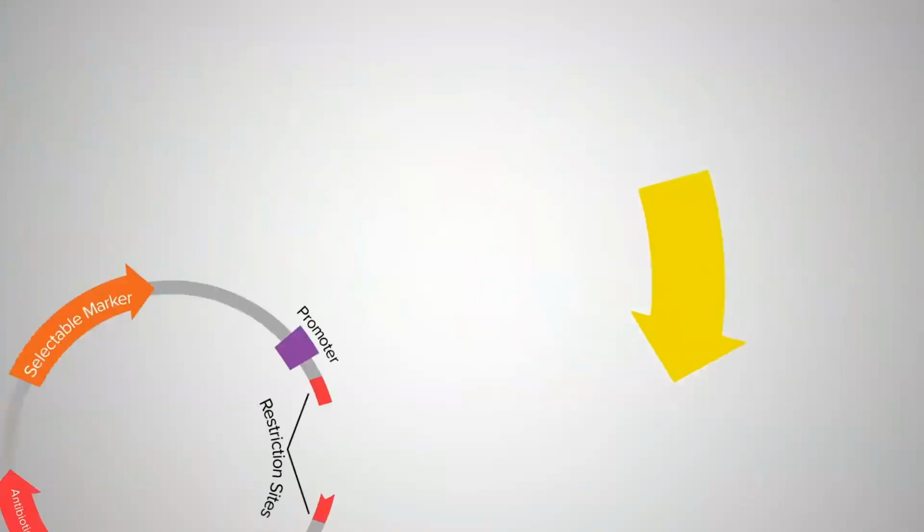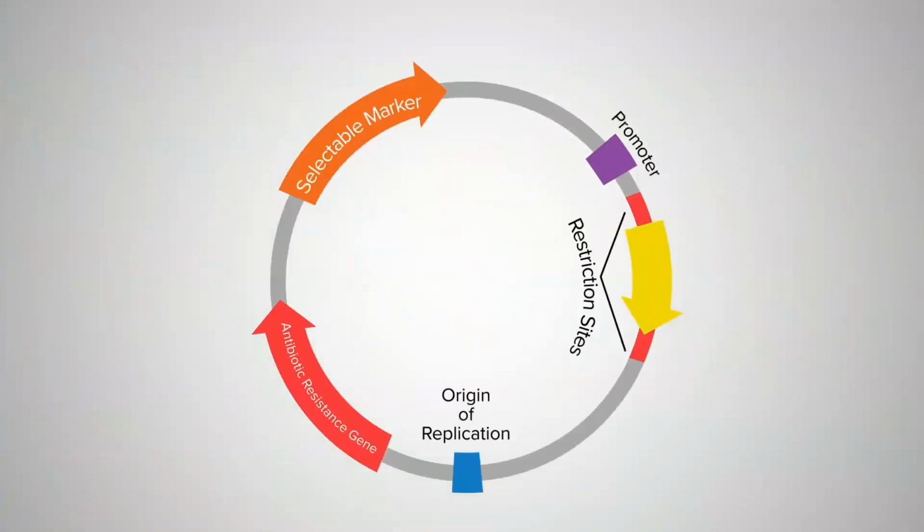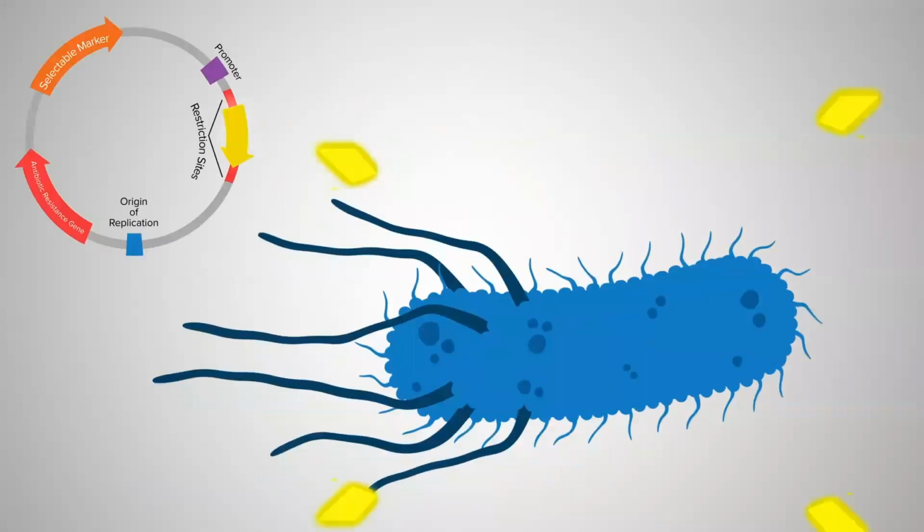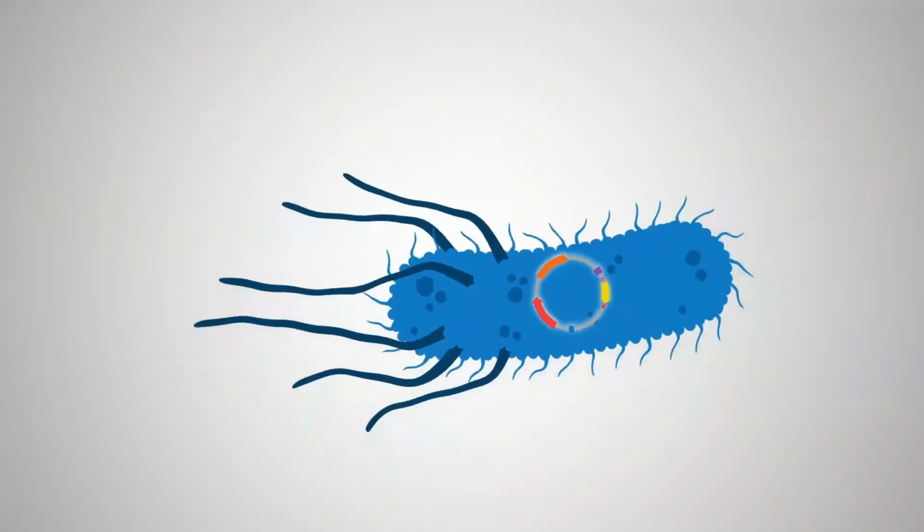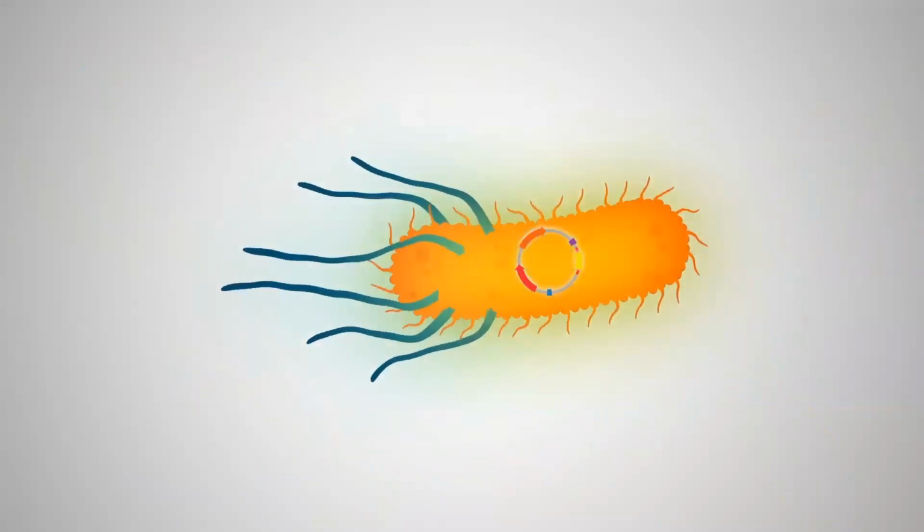Or if you're trying to study the effect of a specific protein on a phenotype, you could insert the gene of interest into the plasmid, move this into a cell, and look for changes in the cell.